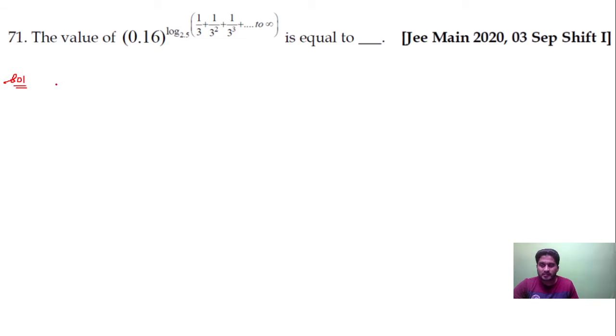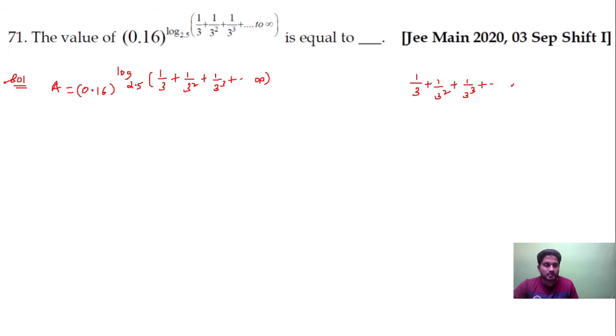I'll take capital A is equal to 0.16 whole to the power of log base 2.5 of the series 1 by 3 plus 1 by 3 square plus 1 by 3 cube and so on up to infinity. So this series I'm going to write as 1 by 3 plus 1 by 3 square plus 1 by 3 cube and so on up to infinity.